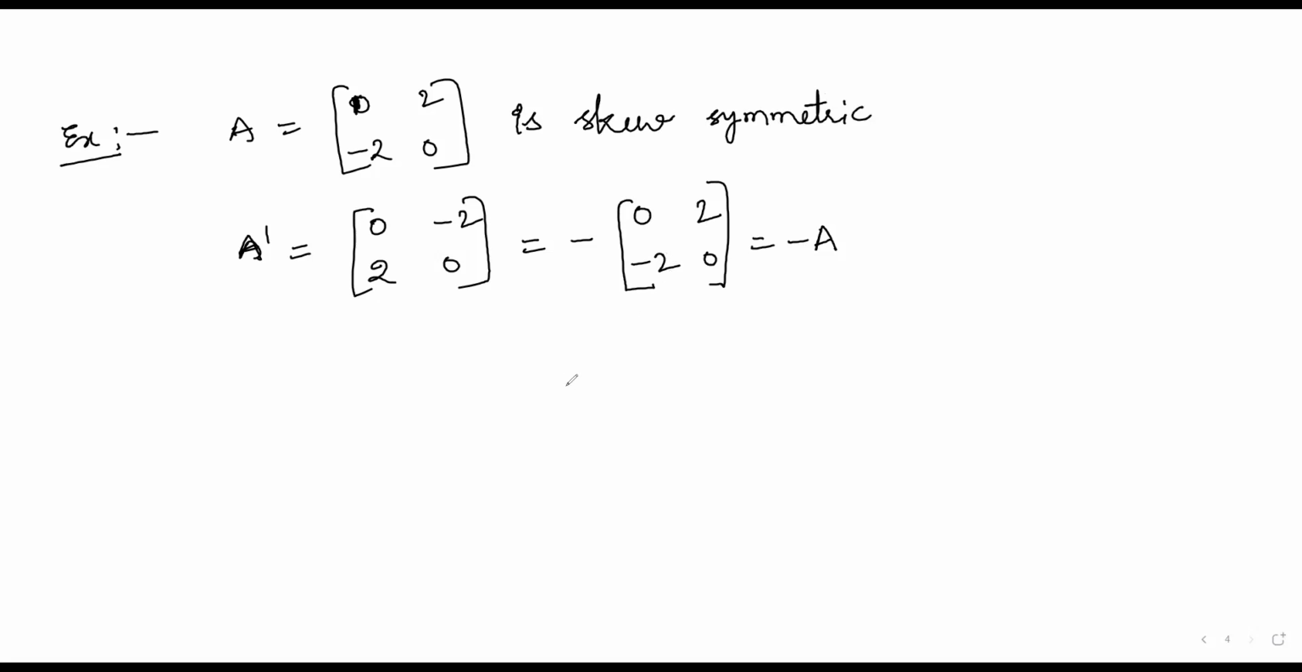Right. So now let's go. Another one I would like to show you, 3 by 3. I will take A equal to this, 1, 2, 3. This is a trick.